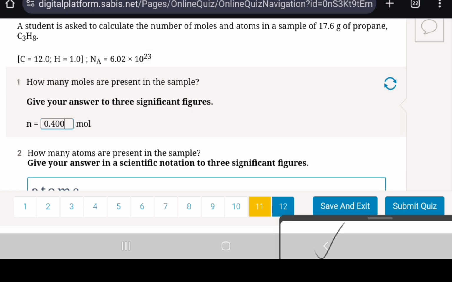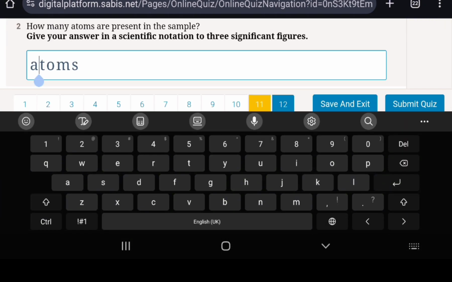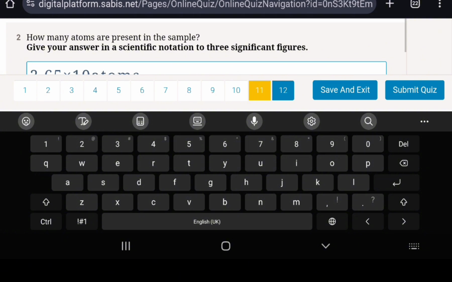We need to multiply the molecules by the atomicity, so we multiply 2.408 times 10 power 23 by 11, which is the atomicity, to get 26.5 times 10 power 24, I think. Will give us around 2.65 times 10 power 24. So we go here, 2.65 times 10 to the power of 24.